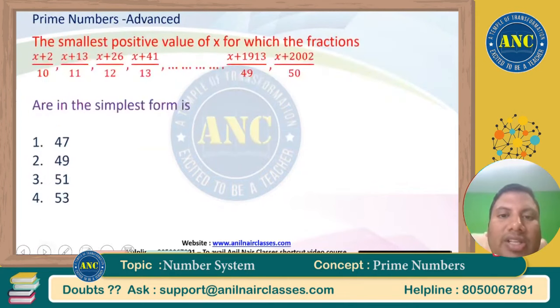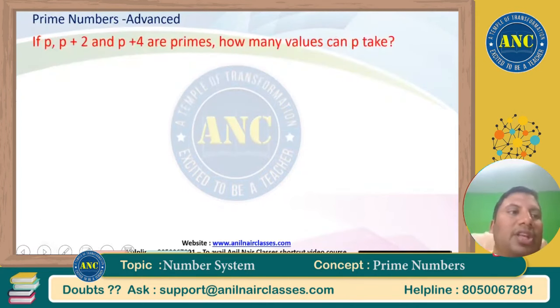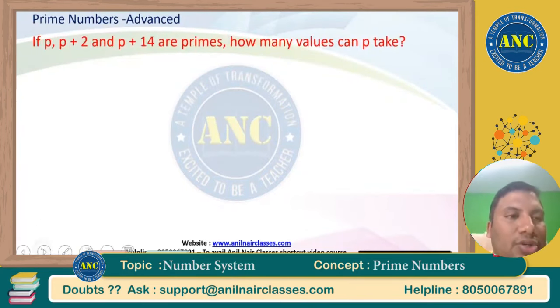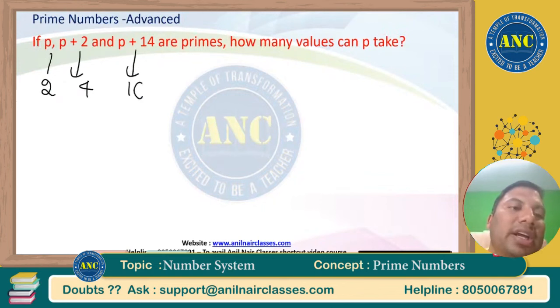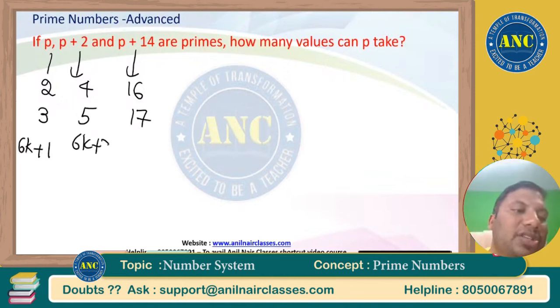Now see here, what is that question? These we already solved: P plus 2, P plus 14. Here if P is 2, then 2 plus 2 is 4 and 2 plus 14 is 16. If it is 3, then 5 and 17. If it is greater than 3, then 6k plus 1, 6k plus 3 and 6k plus 15.